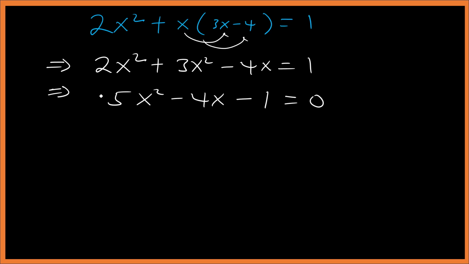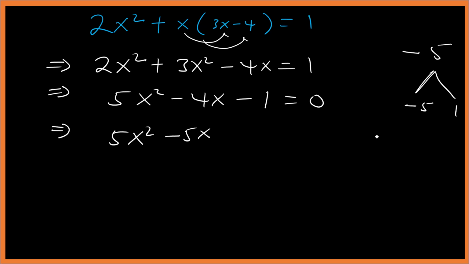Now, let's solve this quadratic equation. I'll first of all multiply the constant by the coefficient of x squared. That will be minus 5. And I'll find two numbers that when I multiply them give me minus 5, but when I add, give me minus 4. So we have minus 5 and 1. Minus 5 times 1 is minus 5. Minus 5 plus 1 is minus 4. So we have 5x squared minus 5x, plus x minus 1 equal to 0.